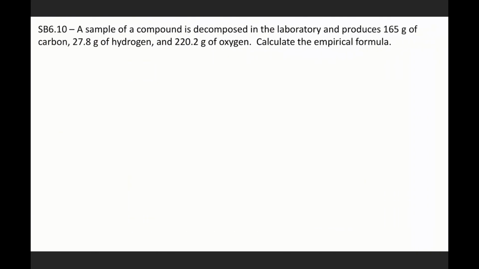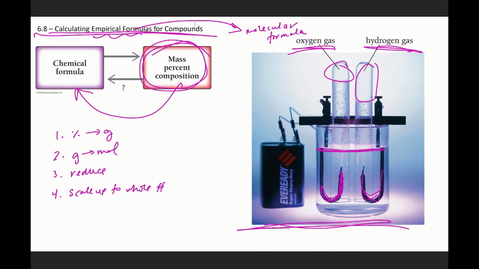All right, so it says that a sample of a compound is decomposed. So again, an analytical method. And it produces 165 grams of carbon, 27.8 grams of hydrogen, and 220.2 grams of oxygen. And we would like to know the empirical formula. Now, step 1, if we look back at our steps here, we're not starting from step 1 because we don't have percents, we have grams.